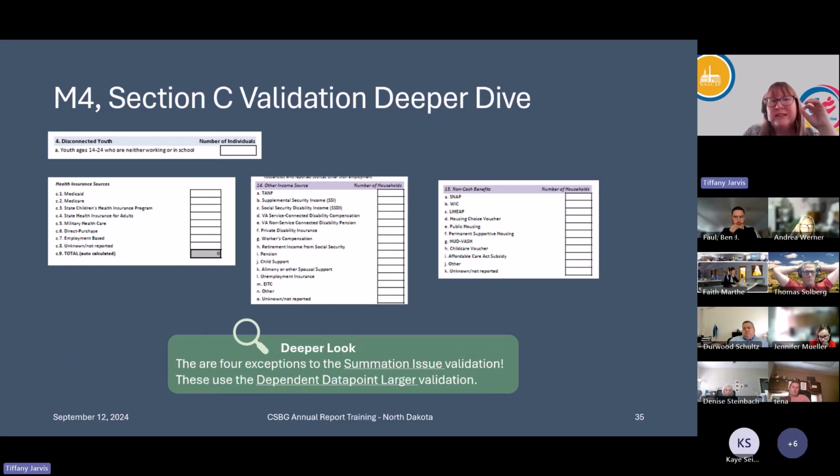Another example of a difference is disconnected youth. The only dependency on this is it cannot exceed the number of people you reported under 14 to 24, but there is no unduplicated number for this one. It is the one that is a lot different, and we've already talked about them. So there are 4 exceptions to the summation validation. These are using that dependent data point larger validation.